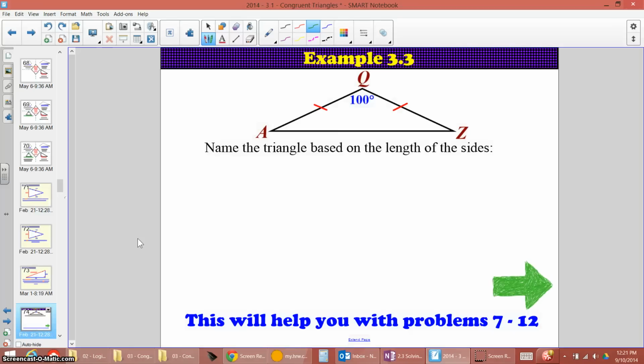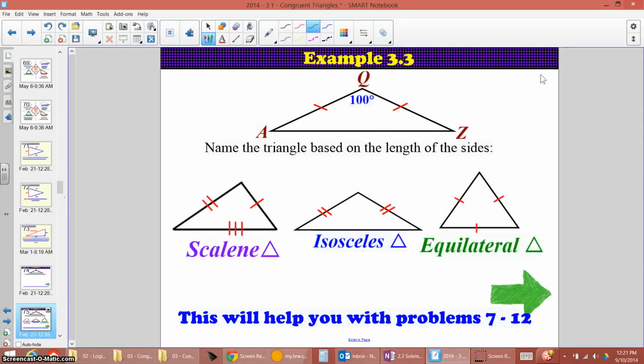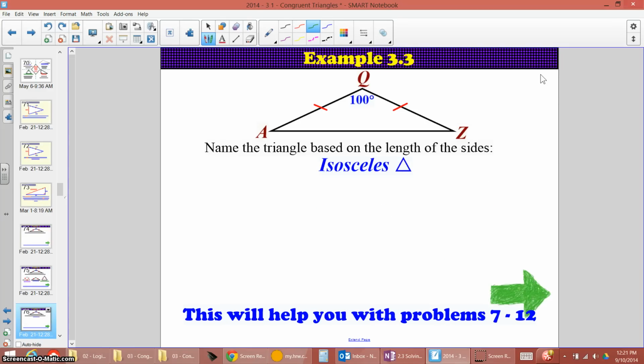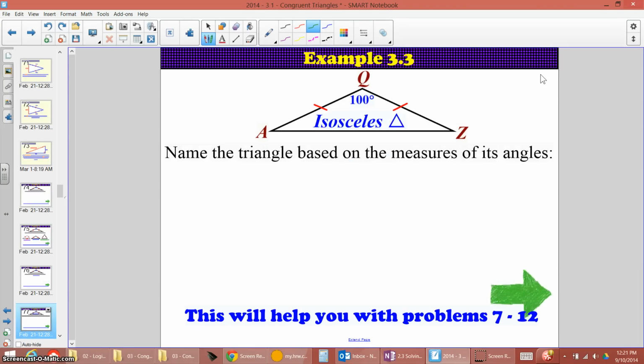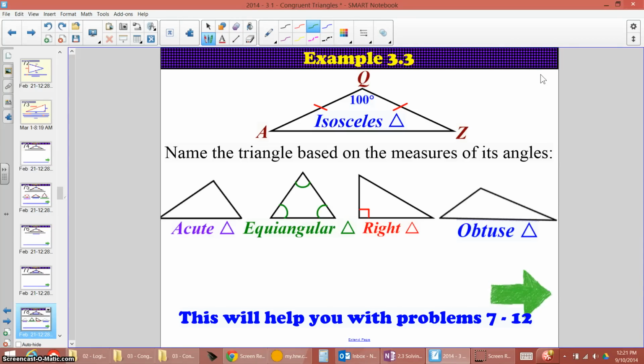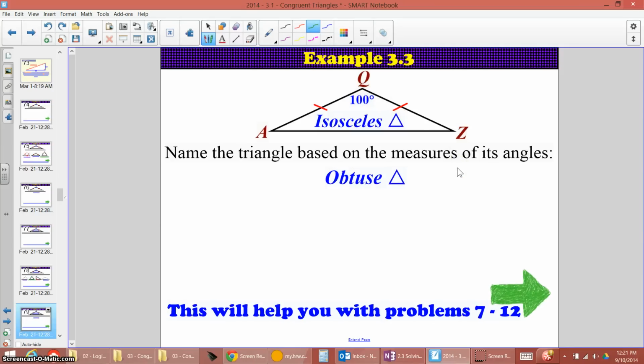All right, now here's an example. Name the triangle based on length of the sides. All right, so I have here two sides that are congruent. So I say they are isosceles. There we go. Name the triangle based on the measures of its angles. So that one's 100. I've got acute, nope, they're not all less than 90. Equiangular, no. Right, no. 100. It's bigger than 90. That makes it have to be obtuse.